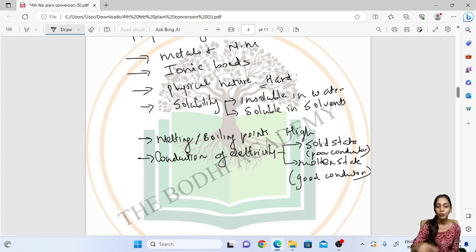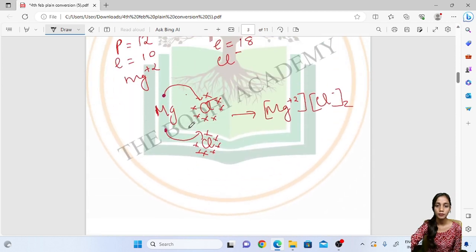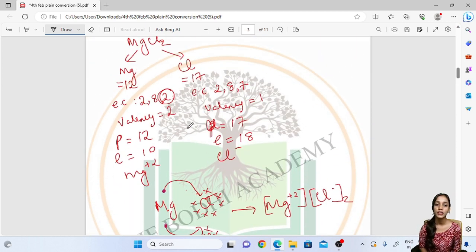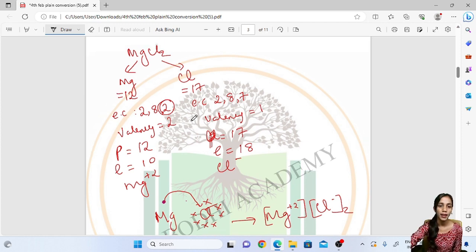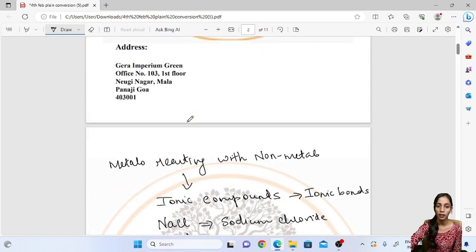Most of the questions asked are about the reasons behind their physical nature, the reason behind their high melting and boiling points, and the reason behind their conduction of electricity only in the molten state. So this is a very important part of this chapter. The formation of ionic compounds is also very important. The two examples which we did, NaCl and MgCl2, are also very important.